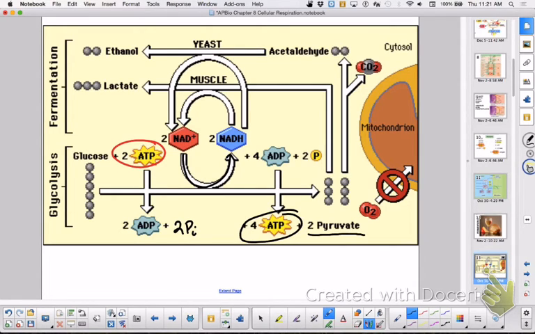Oh no, we don't have any oxygen. What are we going to do? Fermentation. How many choices do we have? 2. You and I make lactic acid. Makes our muscles sore. Plants and yeast make, see the CO2 right here? Alcohol. Either way, you oxidize your NAD.